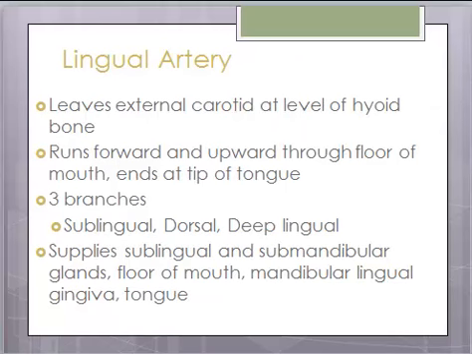The lingual artery leaves the external carotid at the level of the hyoid bone. It runs forward and upward to the floor of the mouth, and it ends at the tip of the tongue. It then divides into the sublingual, the dorsal, and the deep lingual. The lingual artery supplies the sublingual and submandibular glands, the floor of the mouth, the mandibular lingual gingiva, and the tongue. And this is with blood.